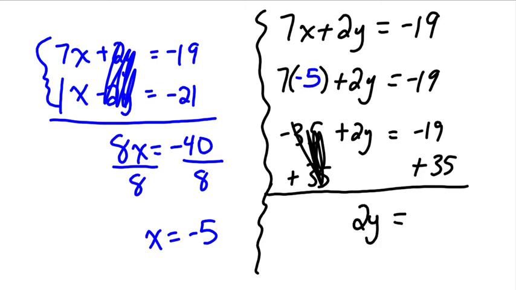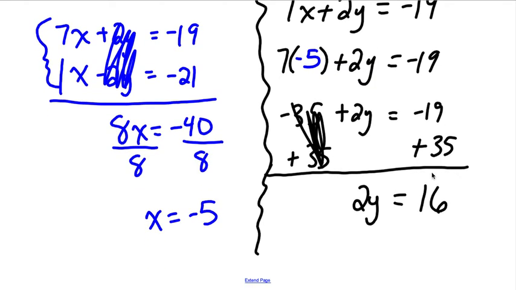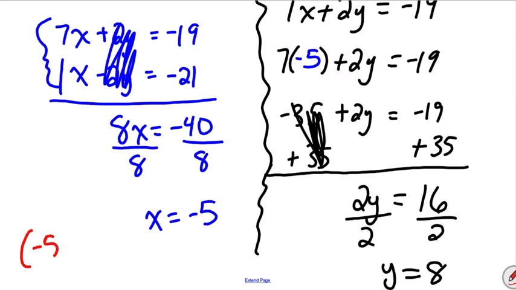And the right-hand side, negative 19 plus 35 gives you 16, which again, if you wanted to use your calculator, plug in negative 19 plus 35, and you get 16. The last step, divide by 2, and I know that y is equal to 8. But again, I'm not stopping there because my final answer has to be written as a point. So negative 5, 8 is my final answer.